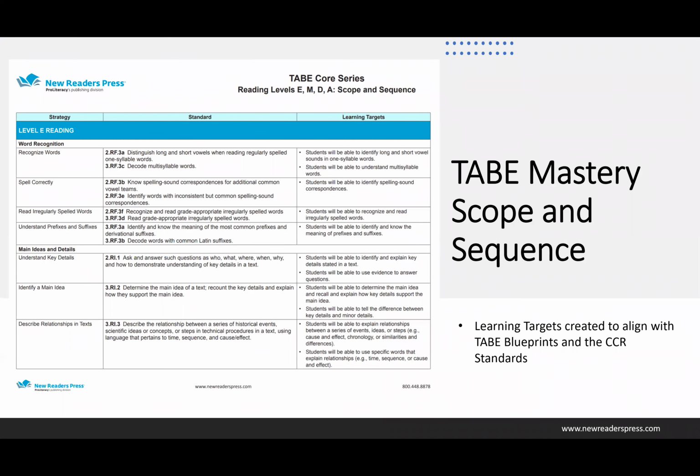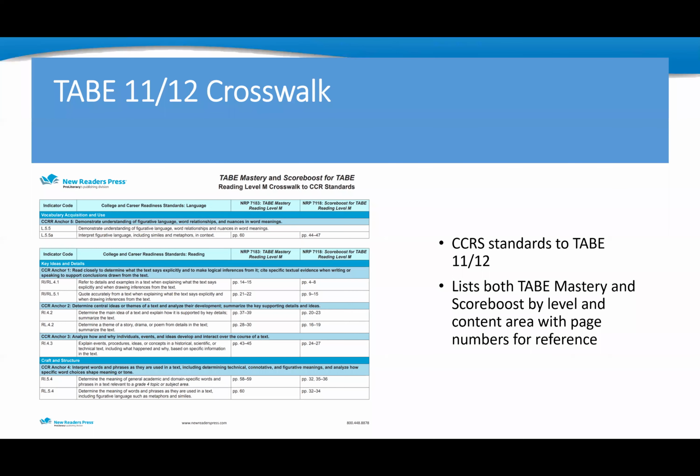I wanted to just talk briefly about each of these individually. So if you take a look at our scope and sequence, you're going to see where these are aligned to the TABE blueprints and the college and career readiness standards. These can be used to help you pinpoint instruction based on the student's DRC profile and area of next focus. Our crosswalks will help you build lessons using both Score Boost and TABE Mastery, and to help you build a bridge to both the TABE and the college and career readiness standards.